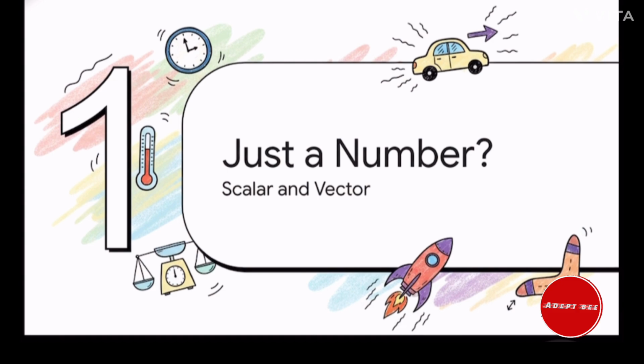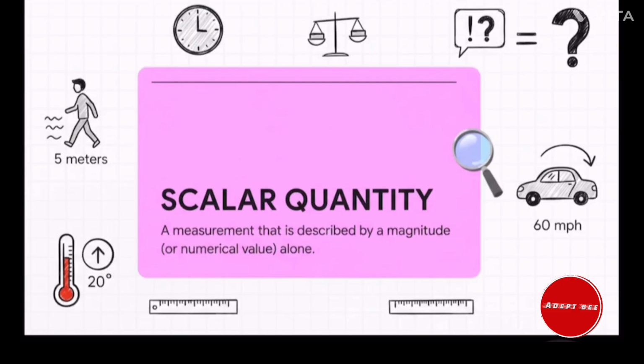All right, so our first stop is to figure out how physicists even measure things in the first place. And it turns out everything we're about to talk about boils down to two simple categories, things called scalars and things called vectors. Trust me, getting this one concept right is the key that unlocks everything else.